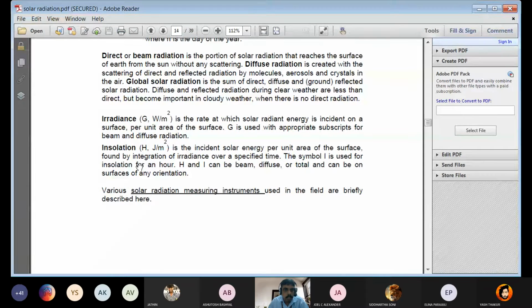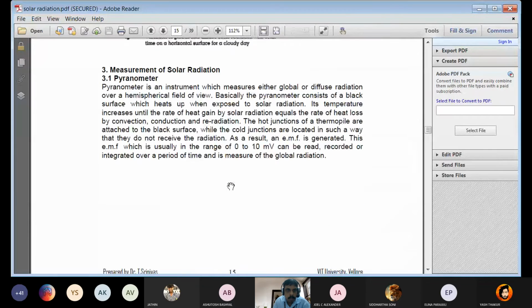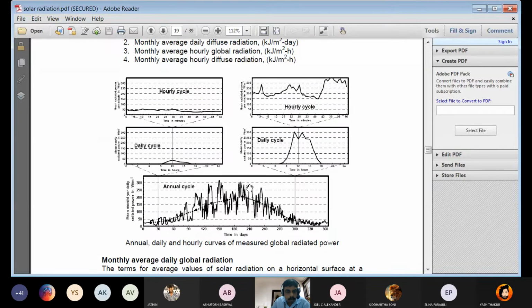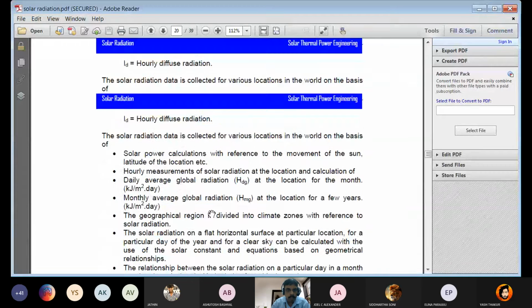Last class. Insolation means the incident solar energy per unit area of the surface found by integration of irradiance, that means power over a specified time. Power into time means energy. So note down this difference in terms: irradiance means power, insolation means energy. Measurement we will see in detail in the coming class. We have already described solar measuring instruments, pyranometer, pyrheliometer. Their working we will see in detail in the coming class.